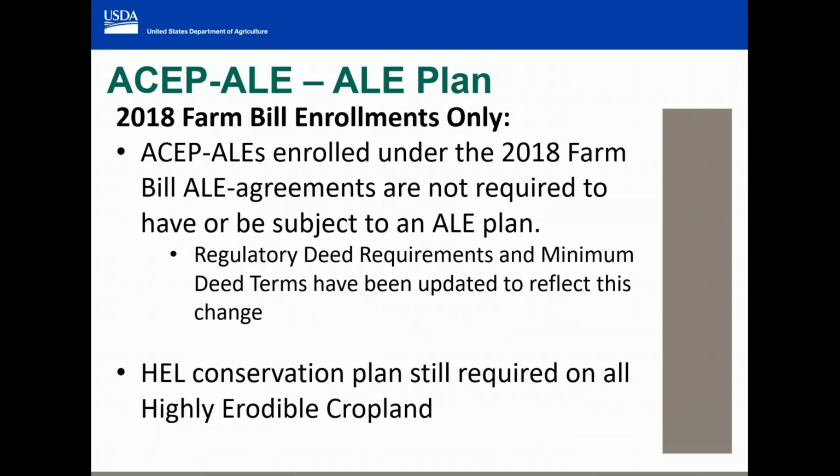So what's different under the 2018 Farm Bill? Well, the really big difference is that the ALEs are no longer required to be subject to the ALE plan. So if you've got ALEs that were enrolled under the 2018 Farm Bill, that ALE plan requirement does not exist anymore, except in the context of highly erodible cropland, where an HEL conservation plan is still required. Next slide, please.